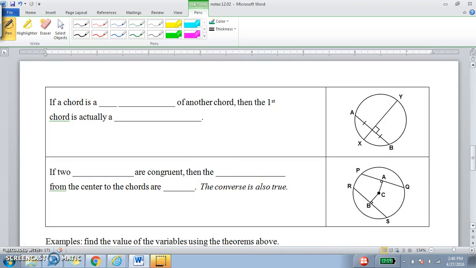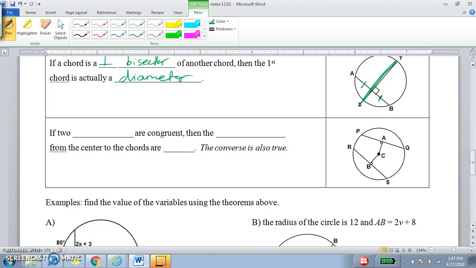All right, next one on the back. If a chord, so this is just the other one that we just had, this is that one backwards, the converse of it. So if a chord is a perpendicular bisector, which again means that it's perpendicular and it bisects it. So this chord right here, XY, is cutting this chord, AB, in half, and it's perpendicular to it. So if a chord is a perpendicular bisector of another chord, then the first chord is actually a diameter. Okay, so we don't know if this is a diameter, but we do know that these two pieces are congruent, it's cutting this other chord in half and it's perpendicular to it, then we can say it's a diameter.